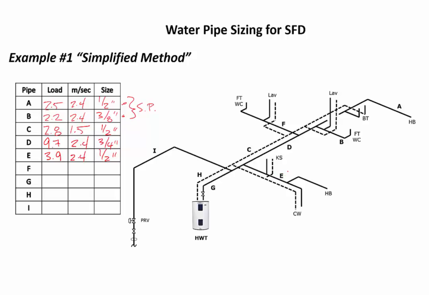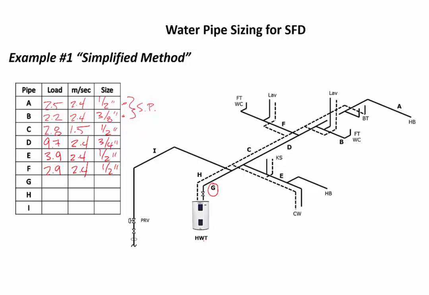Okay, getting the hang of this yet? F is over here, supplying the cold to that powder room. 1 flush tank, 1 lave. So for F, 2.9 fixed units, 2.4 meters per second, 1/2 inch. Again, from table 2634. G supplies the hot water tank.